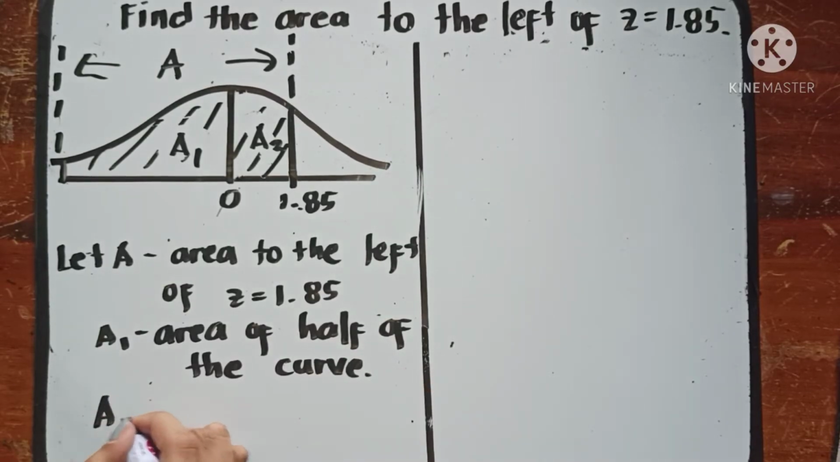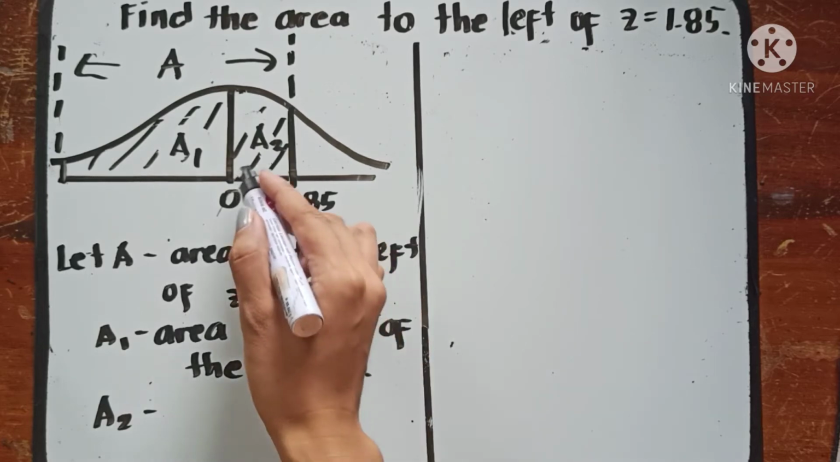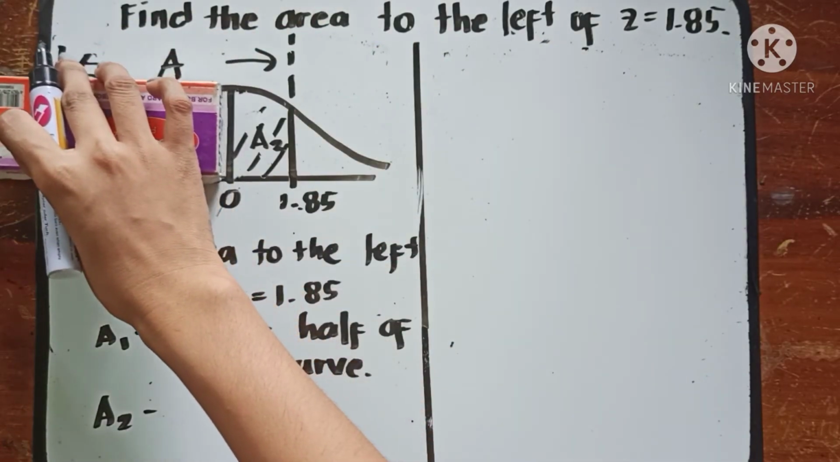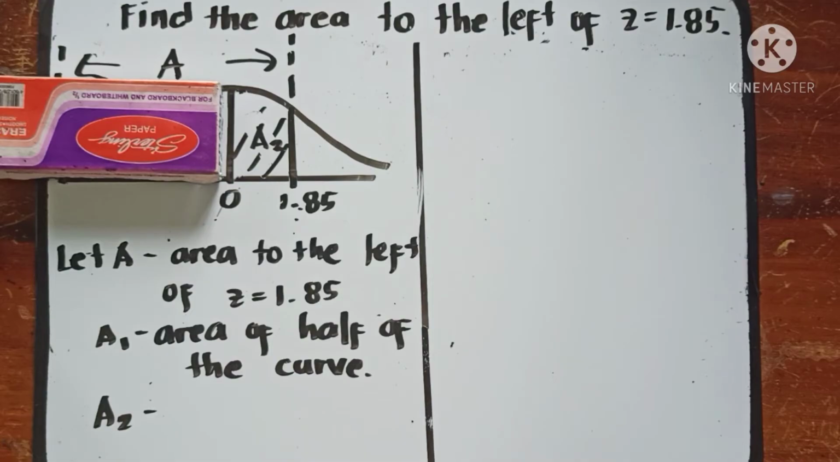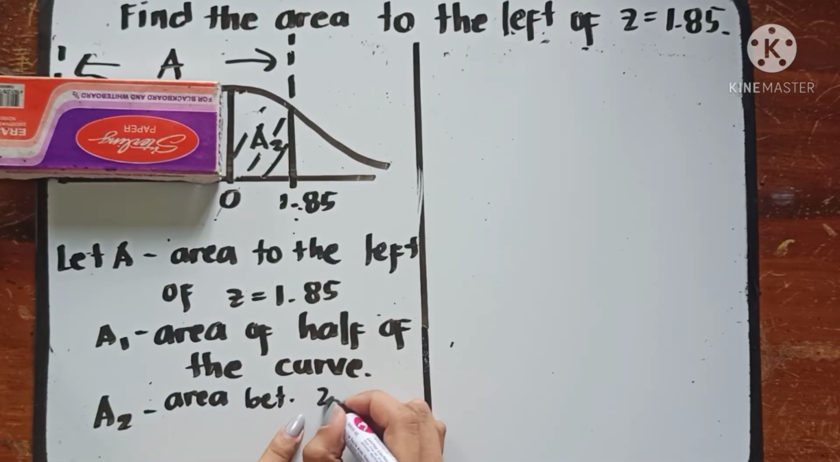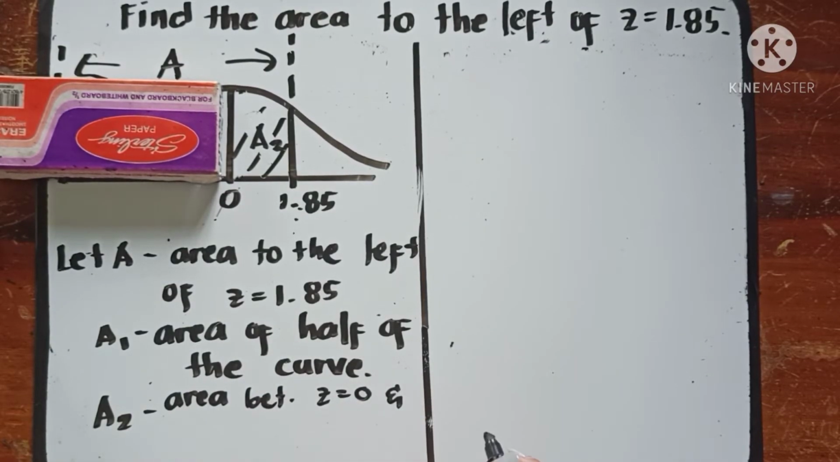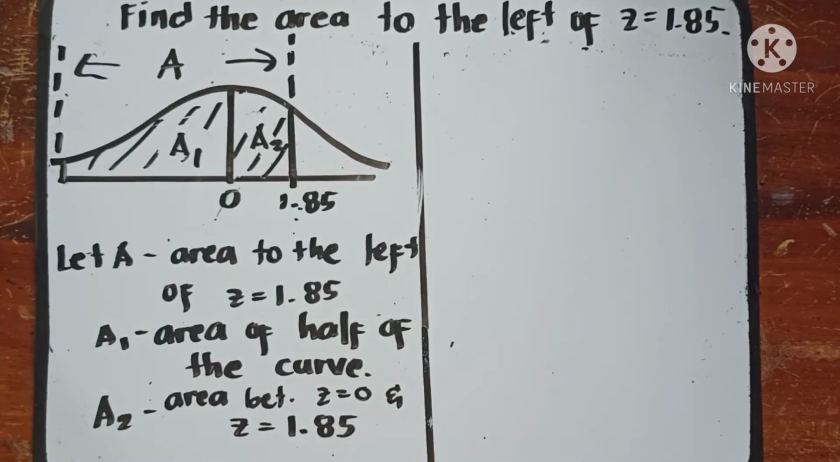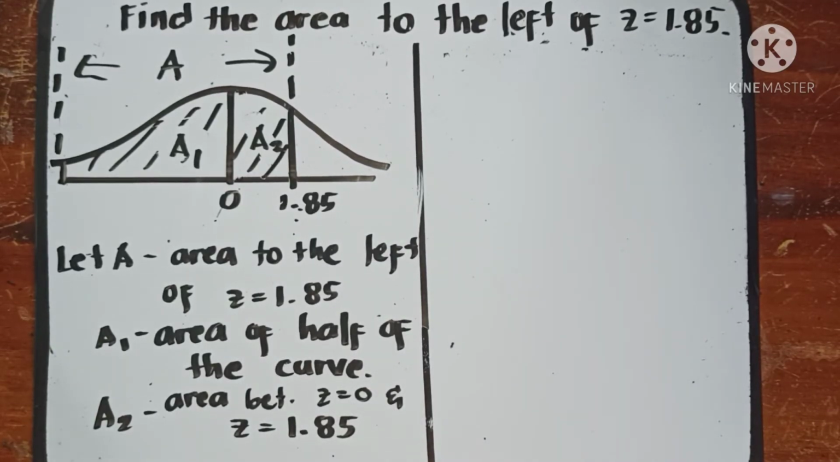How about our a sub 2? Ang a sub 2 natin, ito yung a sub 2 natin. From 0 to 1.85. So, we let a sub 2 be the area between z is equal to 0 and z is equal to 1.85. Okay? So, next step, hanapin na natin sa ating z-table ano yung value ni a sub 1, ano yung value ni a sub 2.